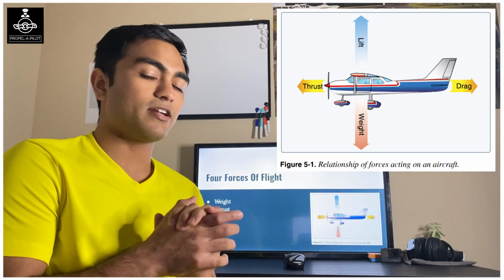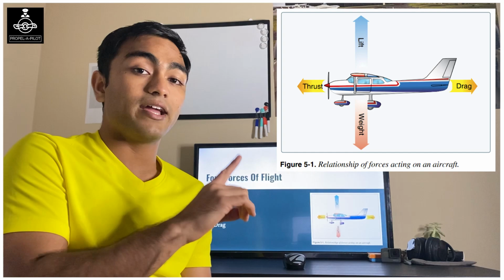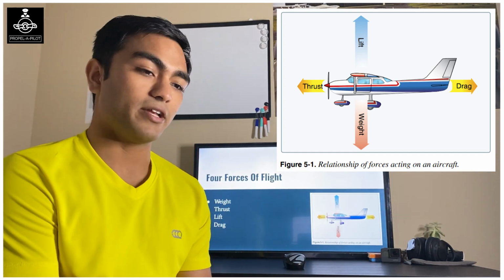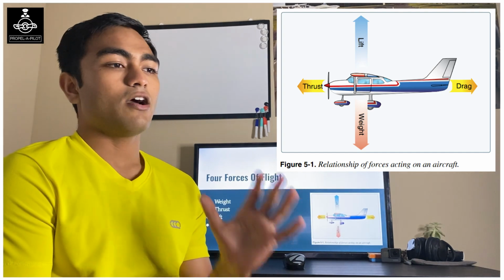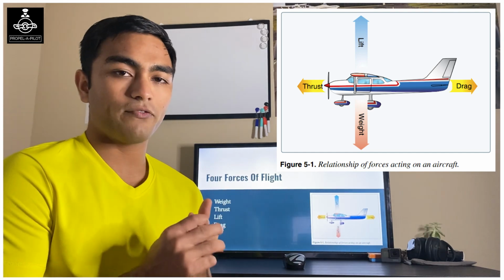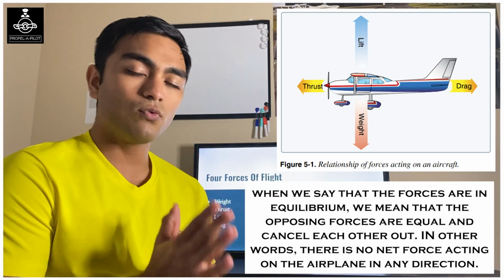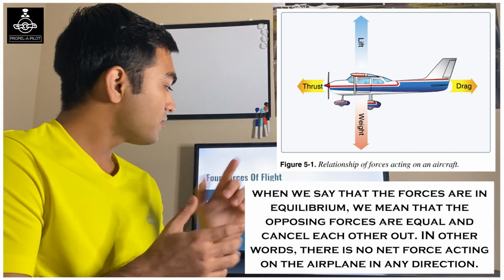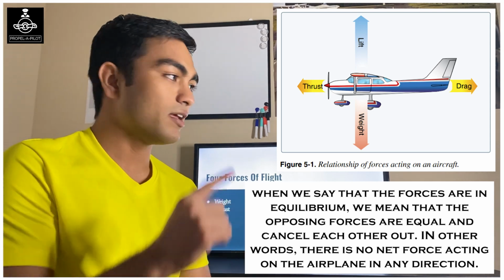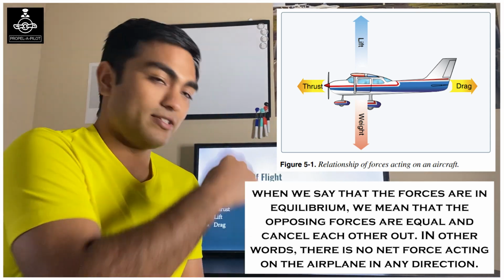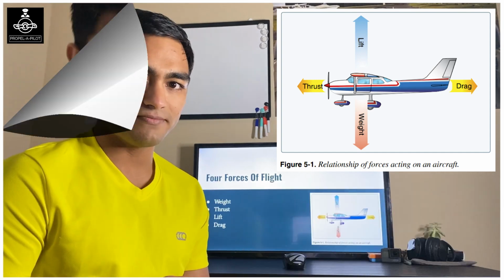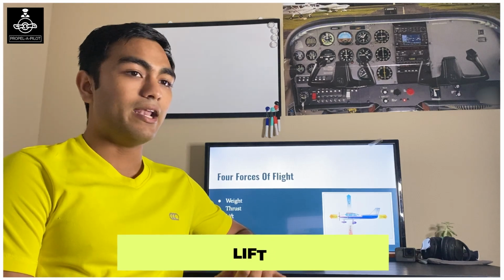During an unaccelerated straight and level flight, when the aircraft is not gaining or losing speed, nor is it climbing or descending or turning, all the forces of flight are said to be in a condition of equilibrium. Equilibrium means lift is equal to weight, thrust is equal to drag. It does not mean lift is equal to thrust is equal to weight is equal to drag. It only means that the opposing forces are equal. Now we will take a look at lift in detail.